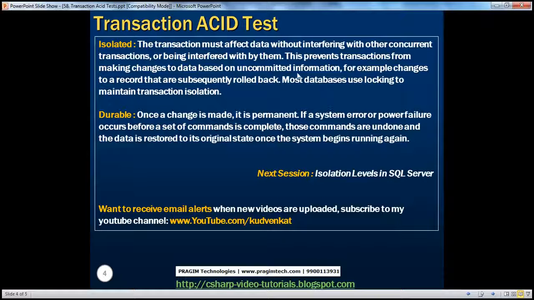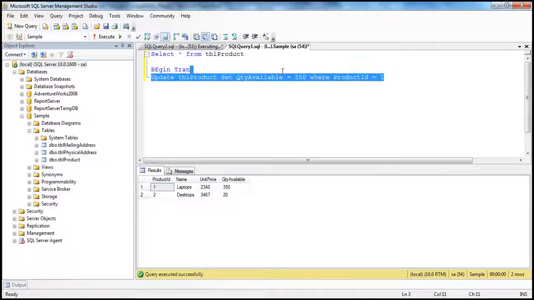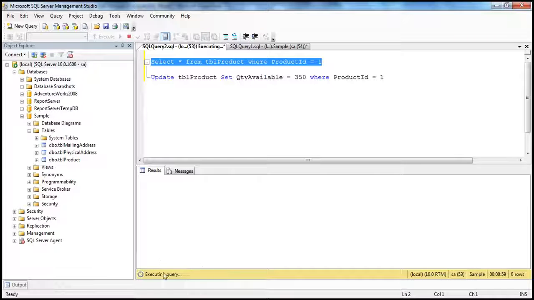Okay, so this isolation actually prevents transactions from making changes to data based on uncommitted information. For example, changes to a record that are subsequently rolled back. Most databases use locking to maintain transaction isolation. Here I haven't committed any data yet. This transaction is still being processed. I haven't committed any data yet. That's why this user is not able to access that record.